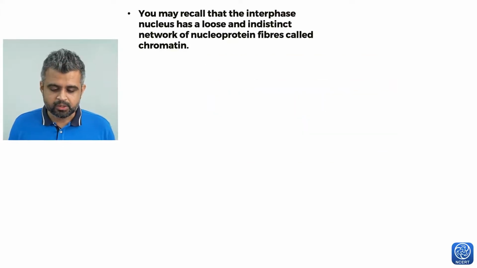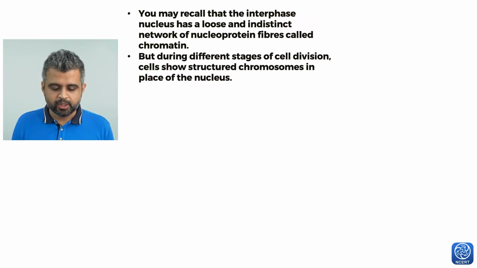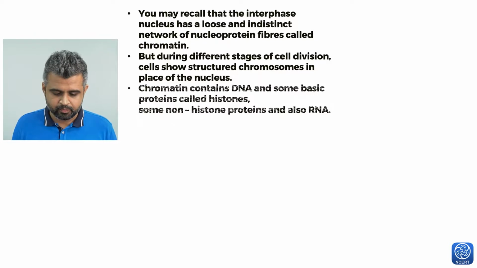You may recall that the interphase nucleus has a loose and indistinct network of nucleoprotein fibers which are called chromatin. But during different stages of cell division, the cell shows structured chromosomes inside the nucleus, in place of the nucleus. Chromatin contains DNA and some basic proteins called histones, some other proteins which are not histones, called non-histone proteins, and also it is going to show RNA.